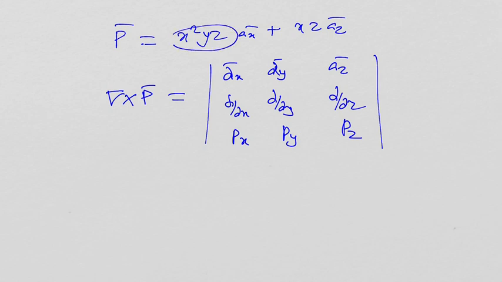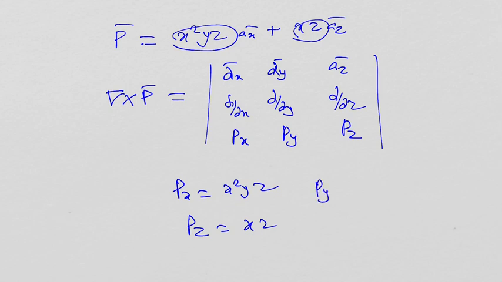So what is Px? You know that. What is Py? It is 0. And what is Pz? Is known. So Px is equal to x squared yz, and Pz is equal to xz, and Py, of course, there is no component called ay present in the given vector. So I say Py is equal to 0. By substituting all these values into this equation, you will find out the answer for del cross P.